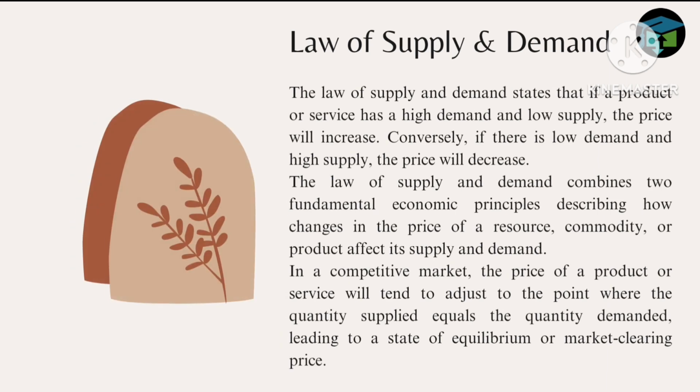What is the law of supply and demand? The law of supply and demand states that if a product or service has a high demand and low supply, the price will increase. Conversely, if there is low demand and high supply, the price will decrease. The law of supply and demand combines two fundamental economic principles describing how changes in the price of a resource, commodity, or product affect its supply and demand. In a competitive market, the price of a product or service will tend to adjust to the point where the quantity supplied equals the quantity demanded, leading to a state of equilibrium or market clearing price.